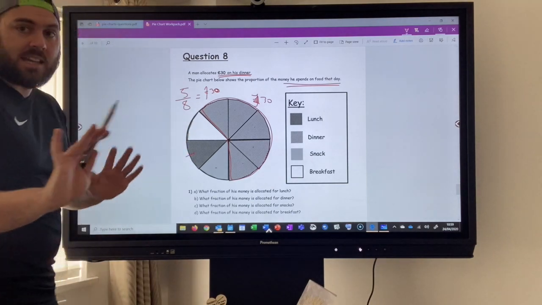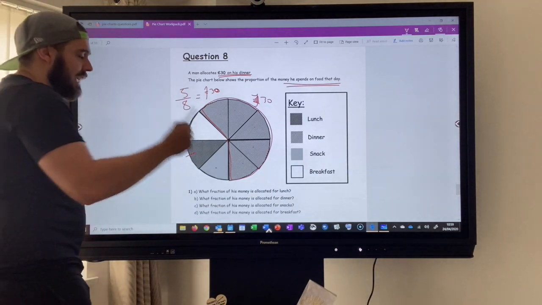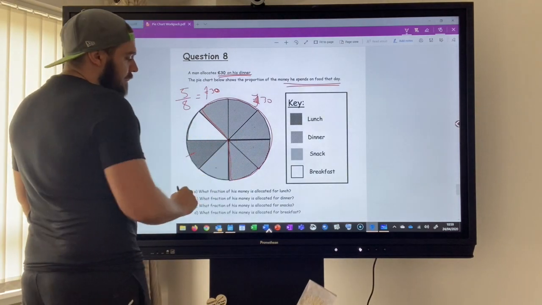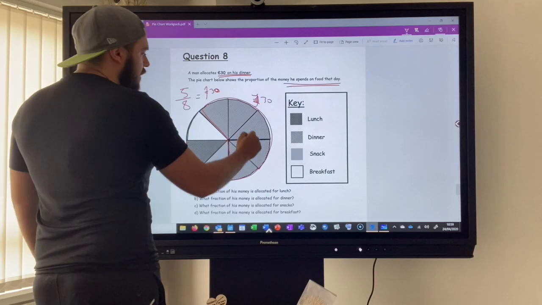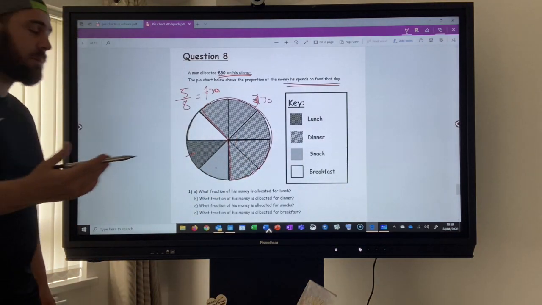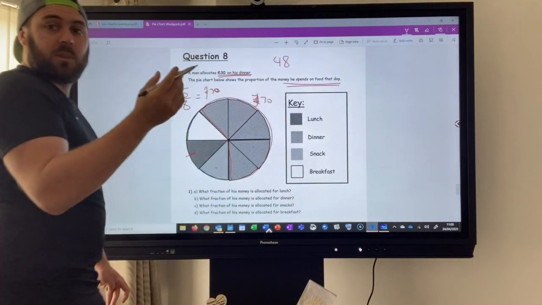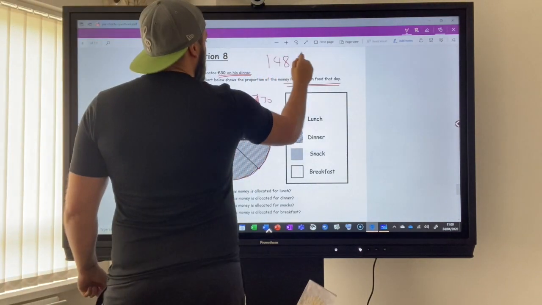Now, it hasn't asked that yet, but that's how you would work out what the whole thing is. If the whole thing is 48, how many would each piece be worth? 1, 2, 3, 4, 5, 6, 7, 8. The whole thing is 48. How many would each piece be worth? So it's 48, and you've got 8 of them.